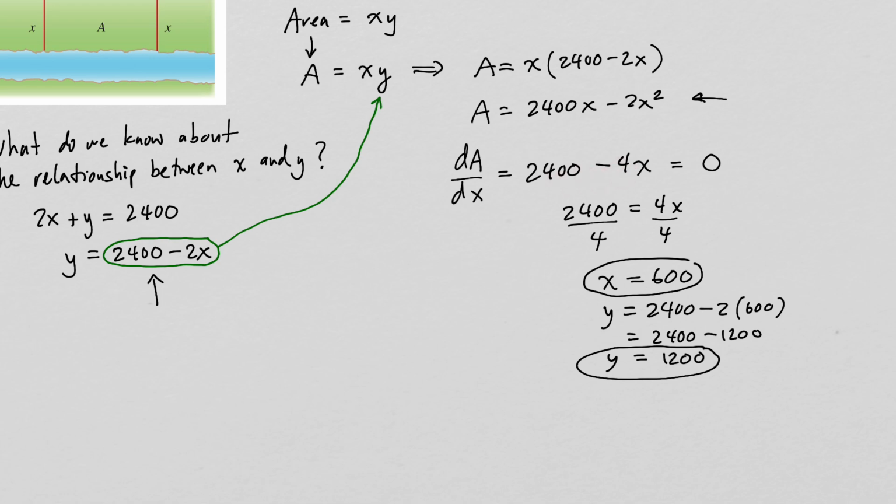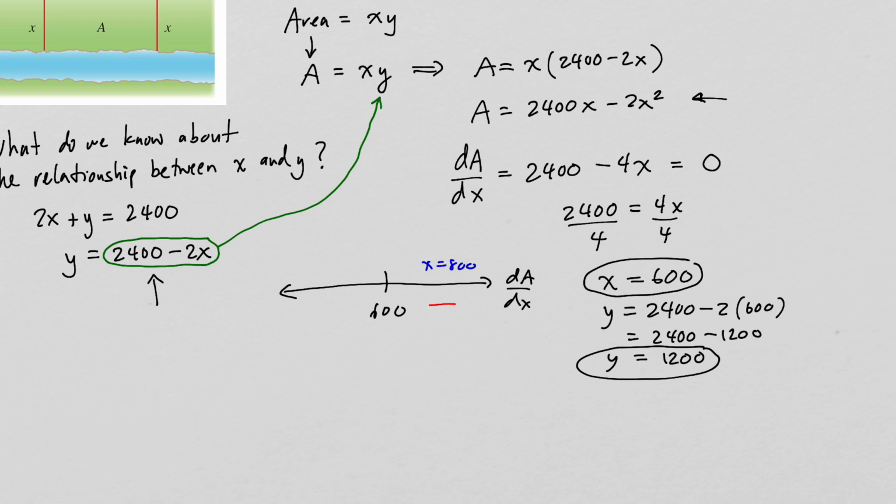Because when you take a derivative and set it equal to 0, that is the technique for finding maximums and minimums. So how do we know this is a maximum? Well, let's put x equals 600 on our number line, and let's take a look at our derivative dA/dx. If we plug in a number larger than 600, let's say x equals 800, then dA/dx is 2400 minus 4 times 800. And the important thing is that's a negative number. So our derivative would be negative there.